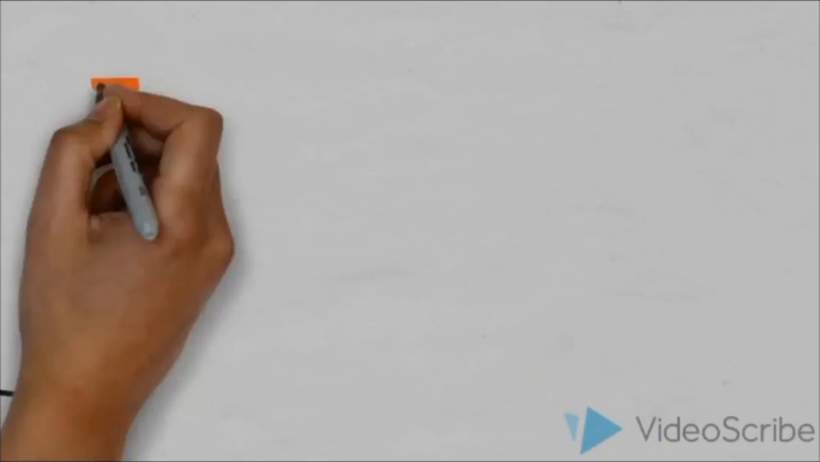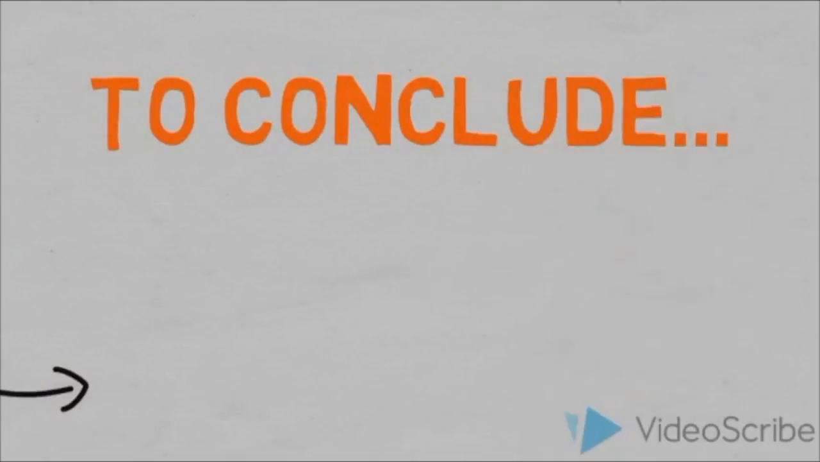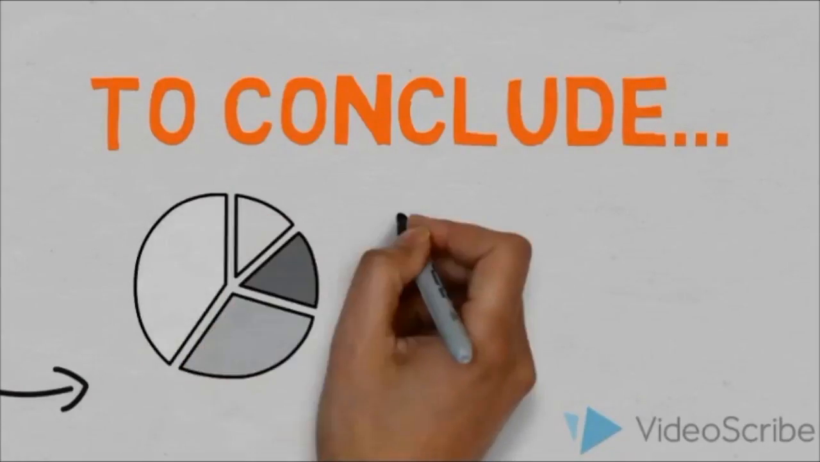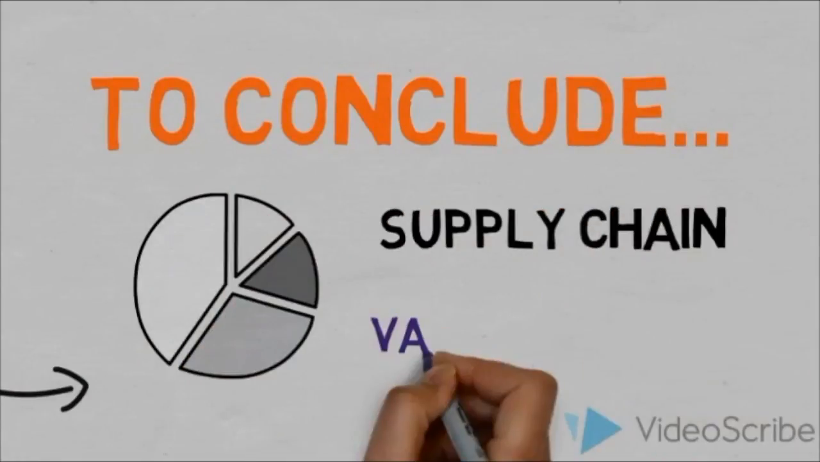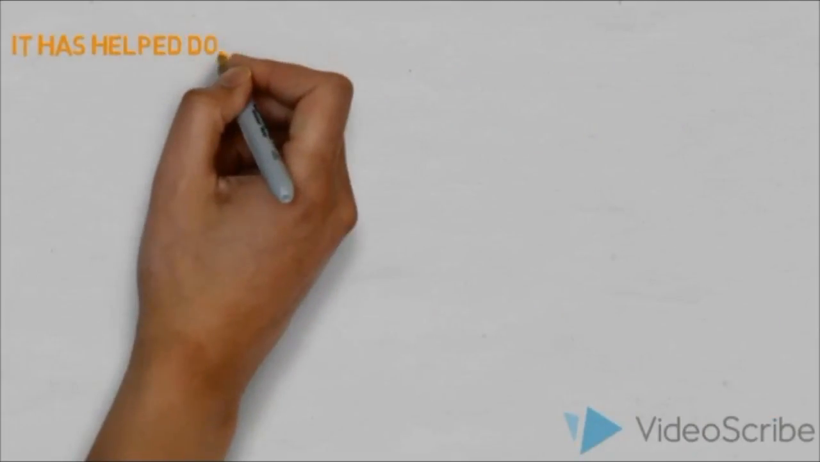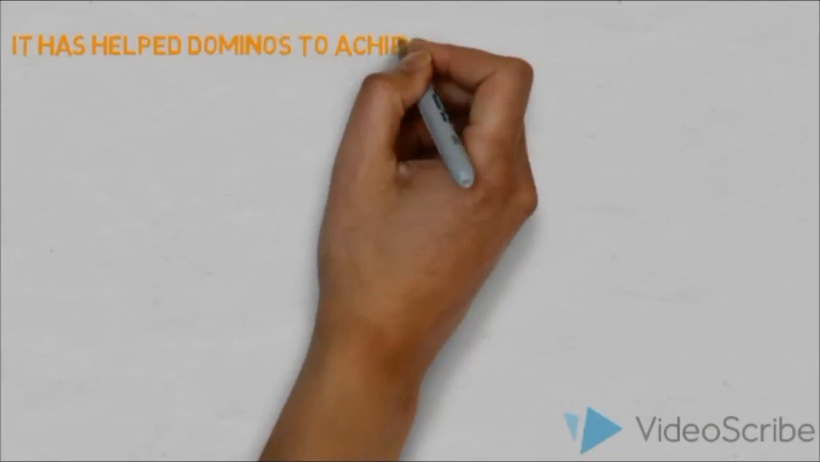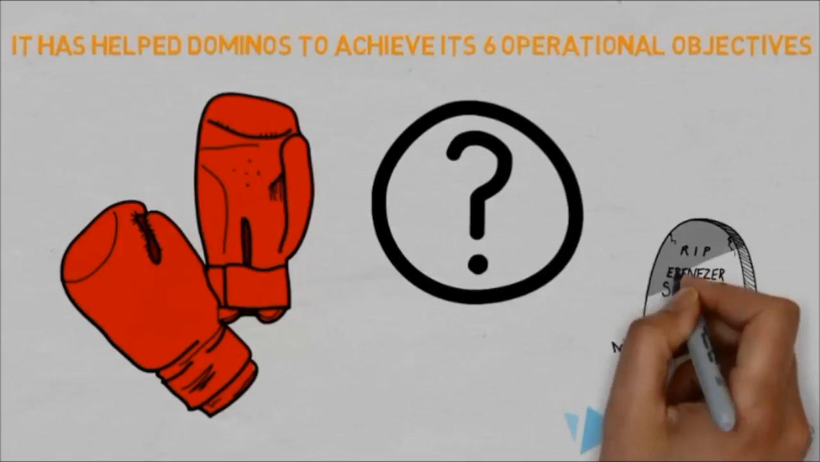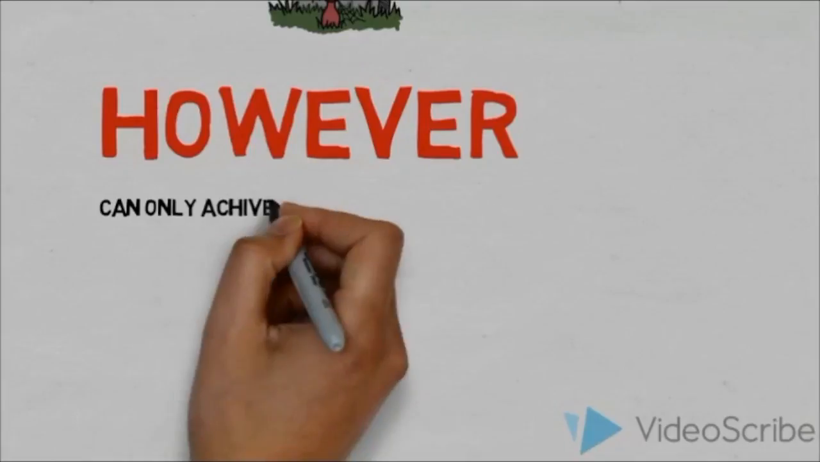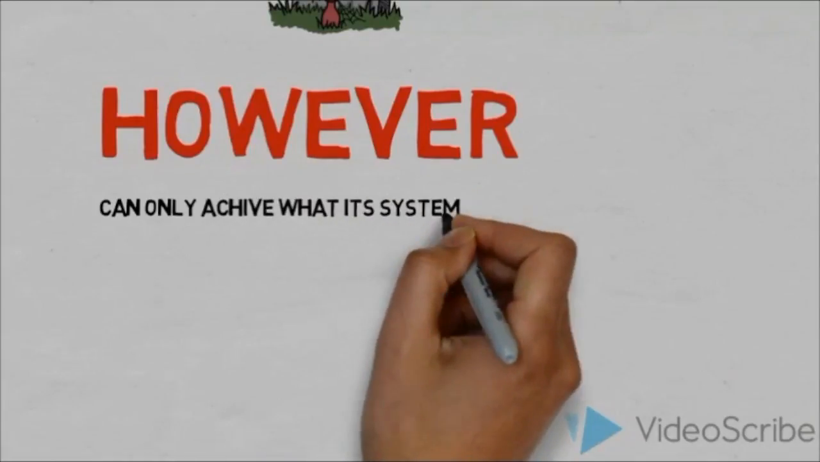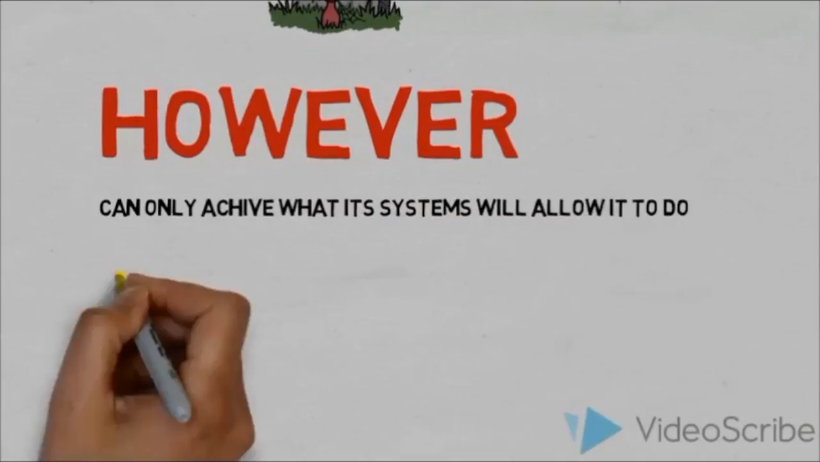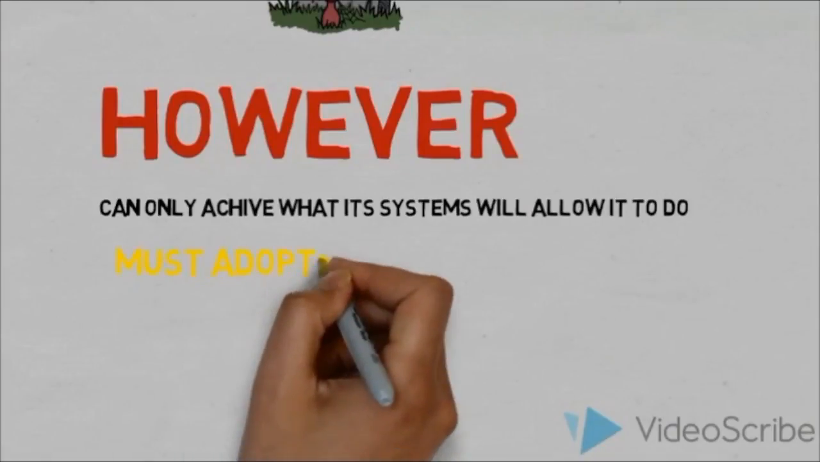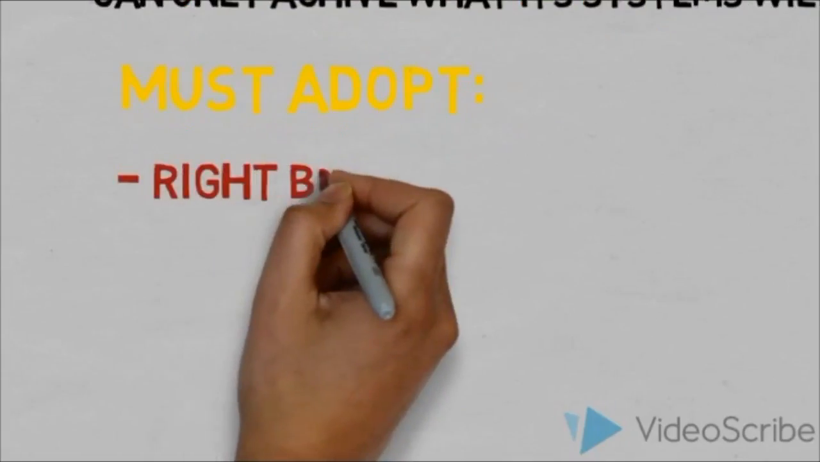In conclusion, through the use of IT and its vertically integrated supply chain, Domino's has achieved considerable success in delivering its value proposition. It has helped to achieve 6 strategic objectives, including a competitive advantage and greater flexibility. However, Domino's will only achieve what its systems will allow it to do. Therefore, it must adopt the right business model and complementary assets.